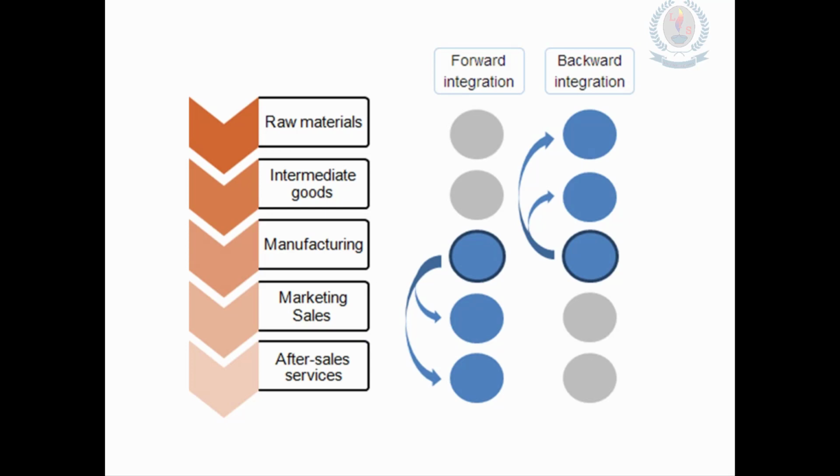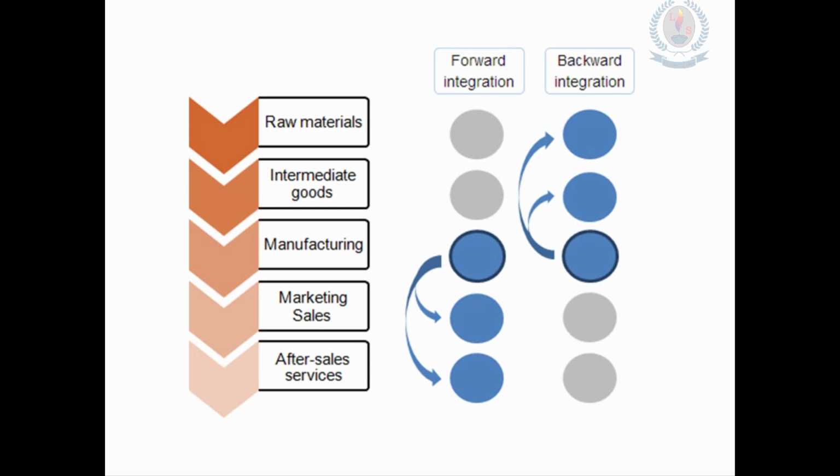In this slide, we are going to talk about types of vertical integration strategies. As we have seen, vertical integration integrates a company with the unit supplying raw materials to it, which is backward integration, or with the distribution channels that carry its product to the end consumers, which is forward integration.